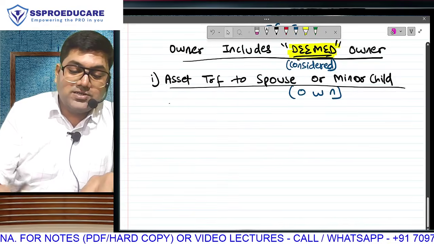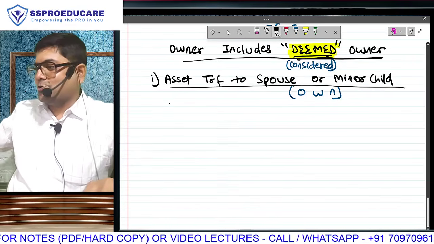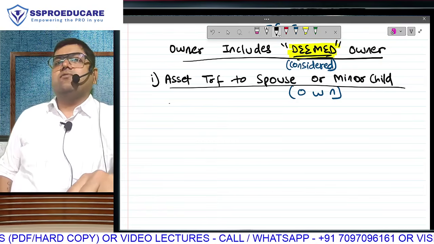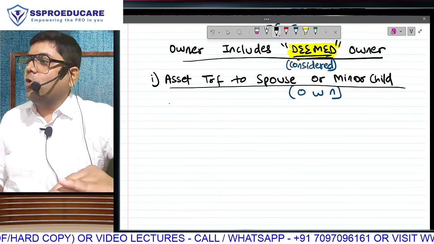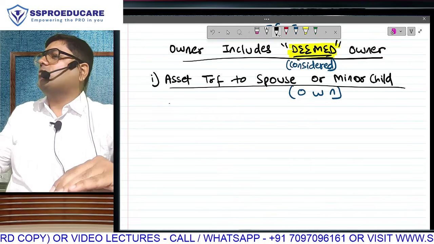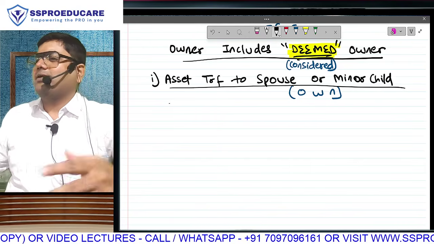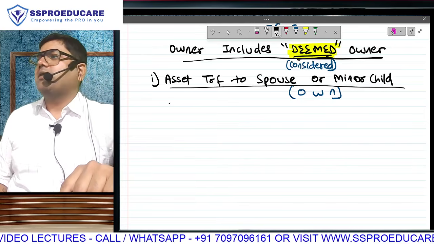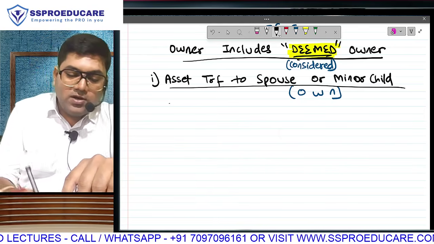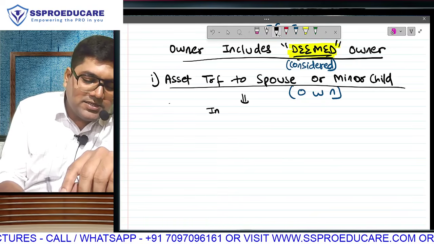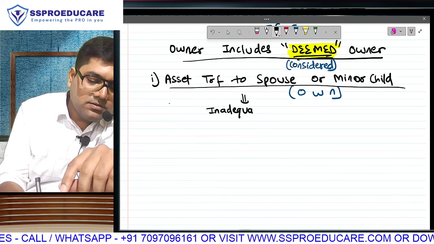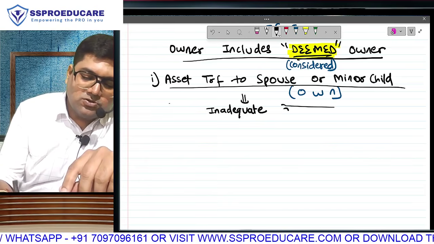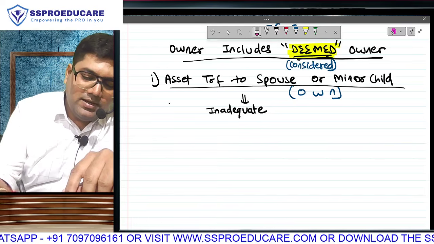Matlab, out of love and affection you transfer your property to your neighbor's wife, that is your choice. Lekin deemed owner will come into picture only and only when you transfer your asset to your own spouse. Actually, I want to clarify, only for spouse, not for minor child, obviously own hi hoga. Okay, so any asset transferred to spouse or minor child for an inadequate consideration.